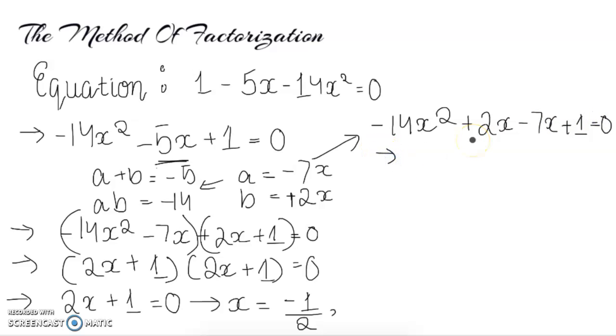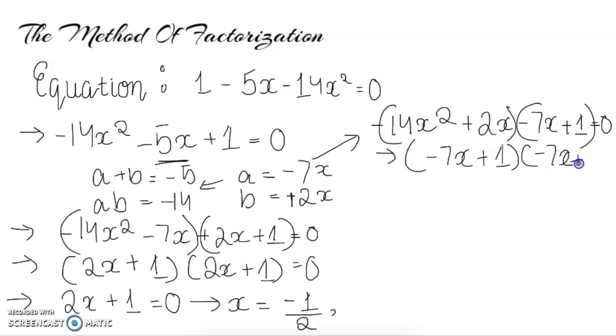I'm now going to repeat the steps that we did earlier. When I group these two together, I know that I can't reduce minus 7x plus 1 any further, but I can reduce minus 14x squared plus 2x into minus 7x plus 1 times minus 7x plus 1 is equal to 0. Now, we know that one of these factors has to equal 0. In either case, minus 7x plus 1 is equal to 0.